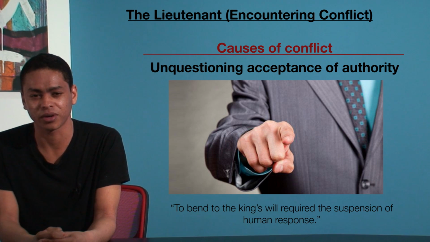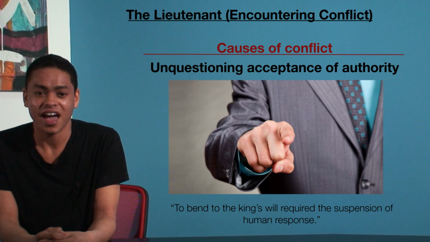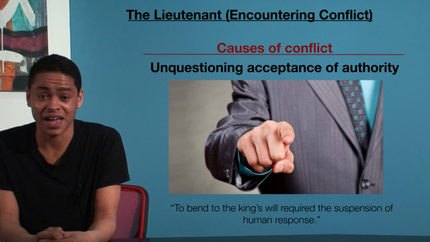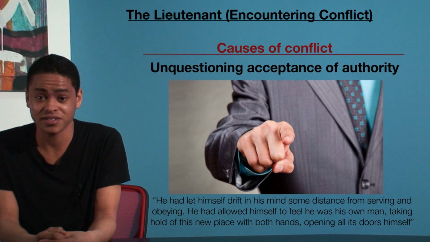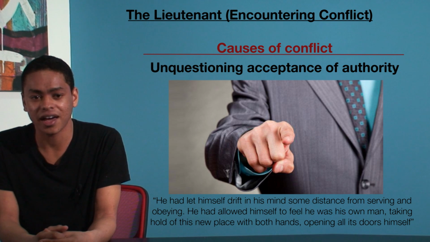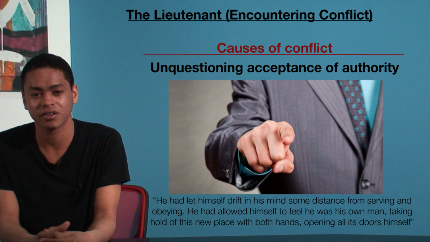To bend the king's will required the suspension of human response. The consequences of disobeying this are clear to Rook. He sees the would-be mutineer hanged, and later Gardner becomes a marked man for disobeying a superior. He had let himself drift in his mind some distance from serving and obeying. He had allowed himself to feel he was his own man, taking hold of the new place with both hands, opening all its doors himself.